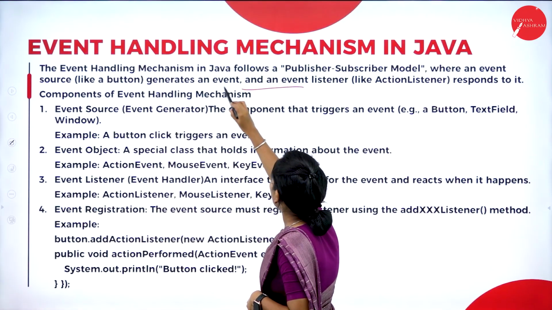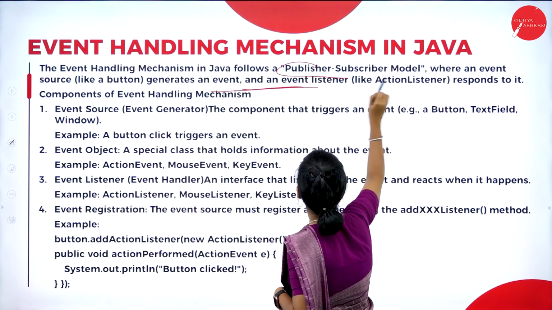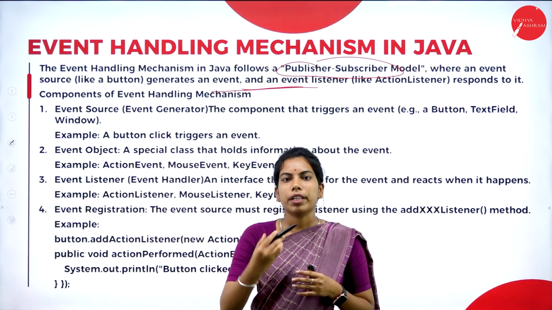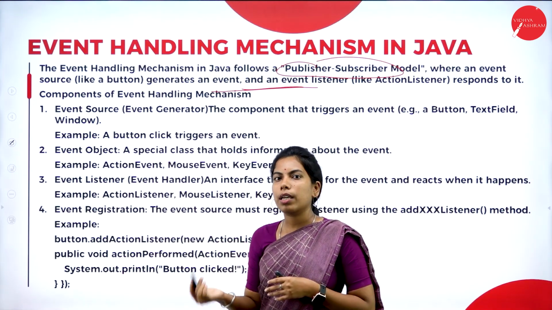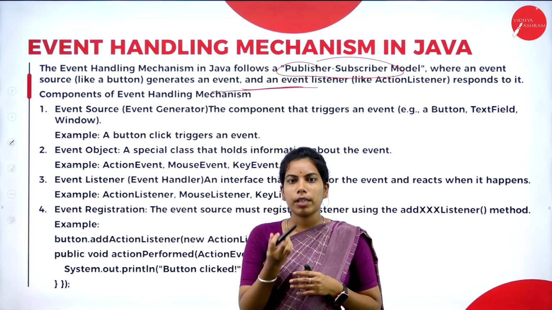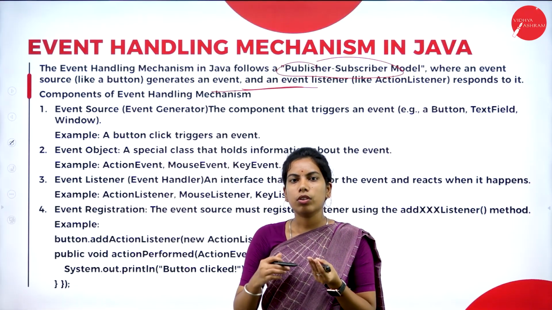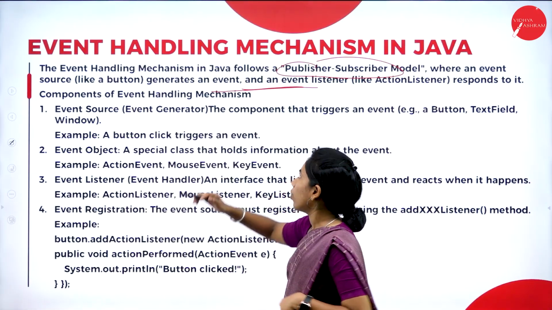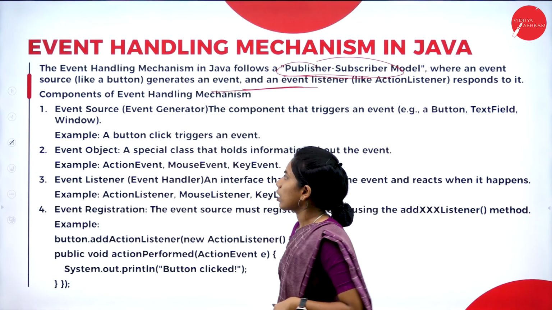This is called a publisher-subscriber model. The publisher is the one that triggers the event. The subscriber has to handle the event triggered by the publisher. That is the event publisher and subscriber model.